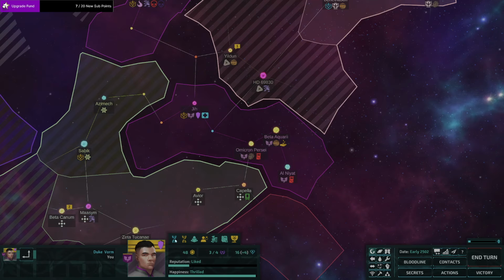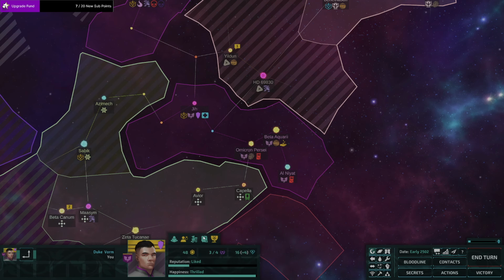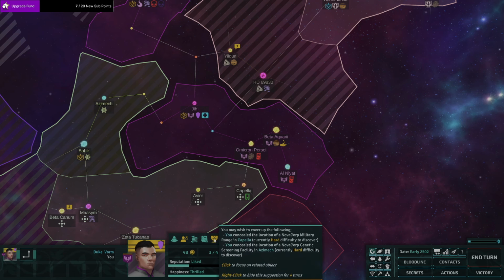So if I right click on these indicators, it'll kind of hide them for 4 turns. I don't plan on dealing with these in the near future, so I'm going to right click. They'll pop back up as a reminder in 4 turns. Leave that alone, leave that alone. Yeah, we know. And you may wish to cover up the following. You concealed the location of a Novacorp military range in Capella.